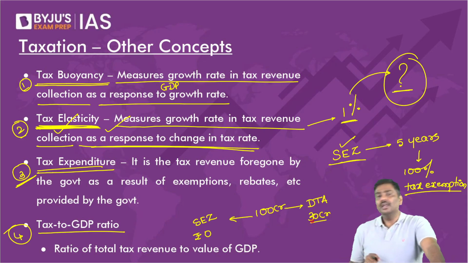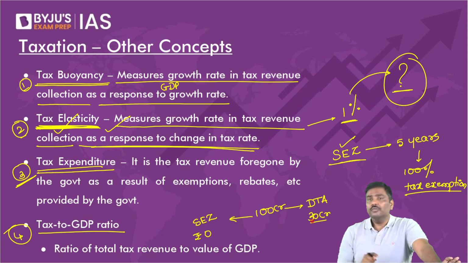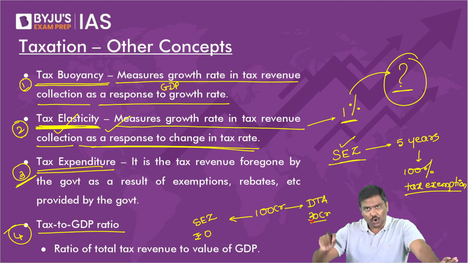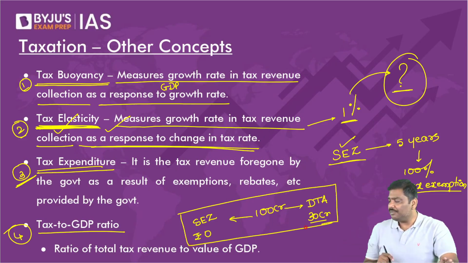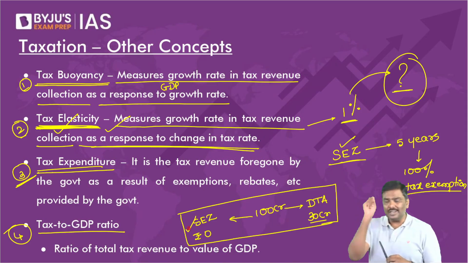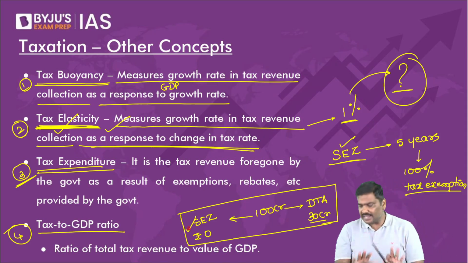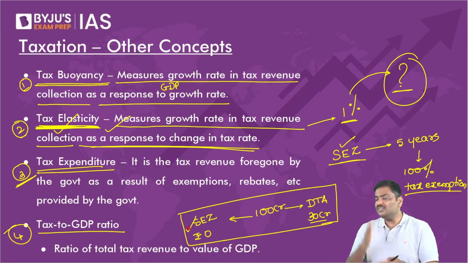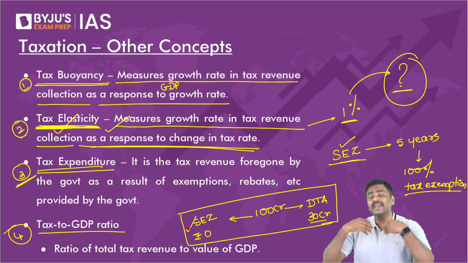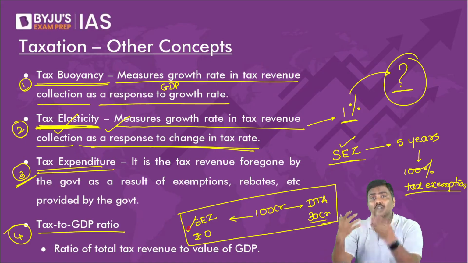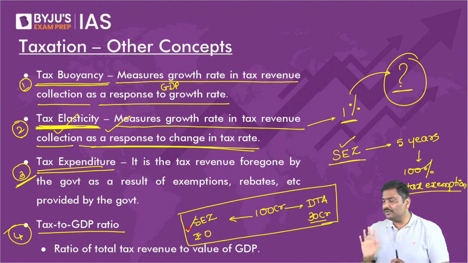Now, please understand this carefully. Can I say that with the introduction of the special economic zone policy, the Government of India is foregoing or sacrificing a tax revenue of 30 crore rupees in this example? I'll repeat the statement. Listen to this very carefully. Can I say, by introducing the policy of special economic zone, in this example, the government is foregoing 30 crore rupees tax revenue?